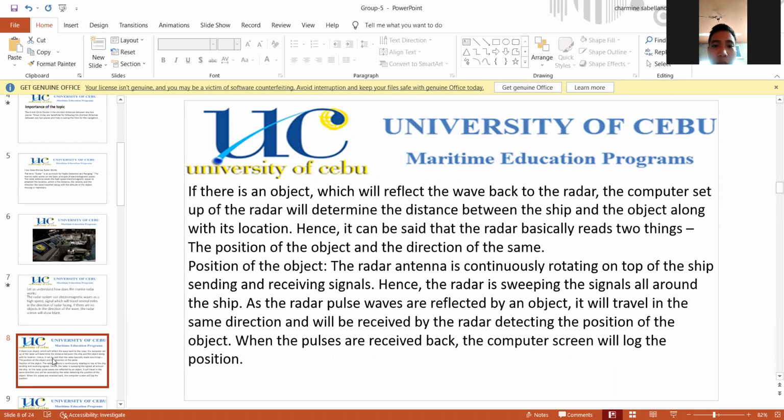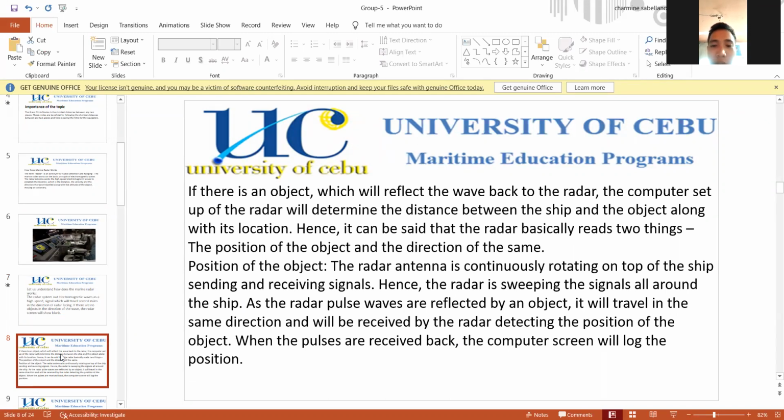If there is an object, it will reflect the wave back to the radar, and the computer setup of the radar will determine the distance between the ship and the object along with its location. Hence, it can be said that the radar basically reads two things: the position of the object and the direction of that position of the object.